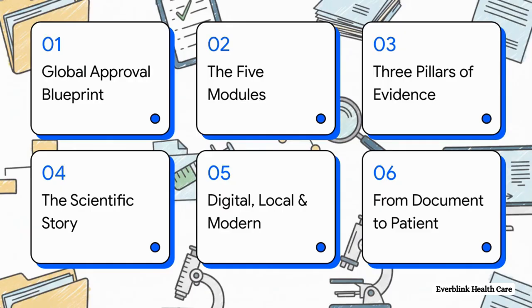So here's our game plan. We'll start with the big picture, what this global blueprint is all about. Then, we're going to deconstruct its 5 core modules. We'll get into the 3 main pillars of scientific evidence, see how they're all woven together into a scientific story, and finally, connect it all back to why this super organized structure matters to every single patient out there.